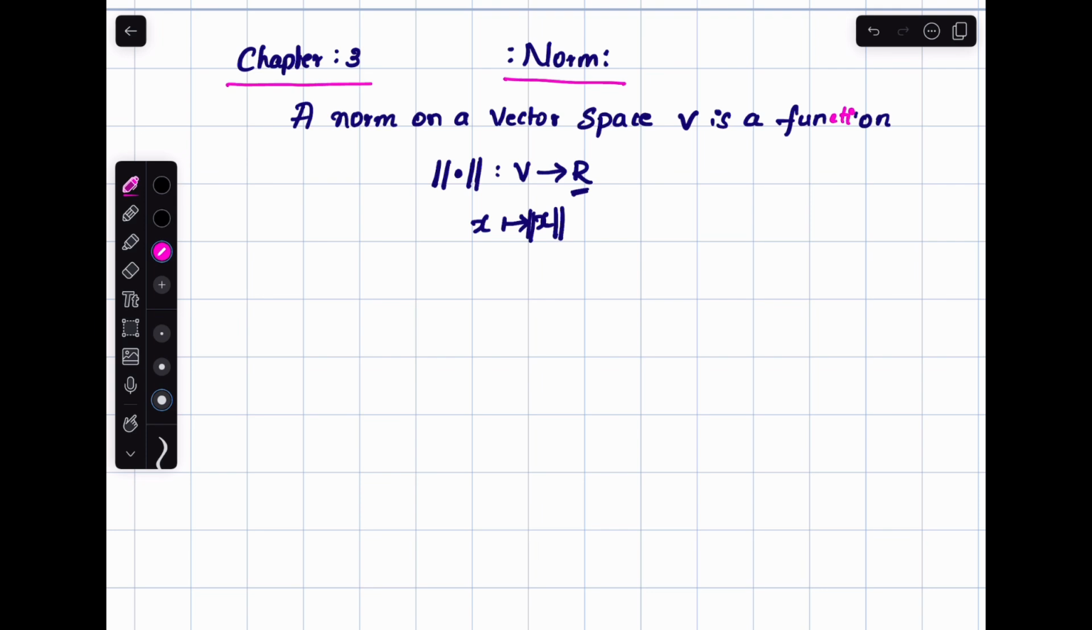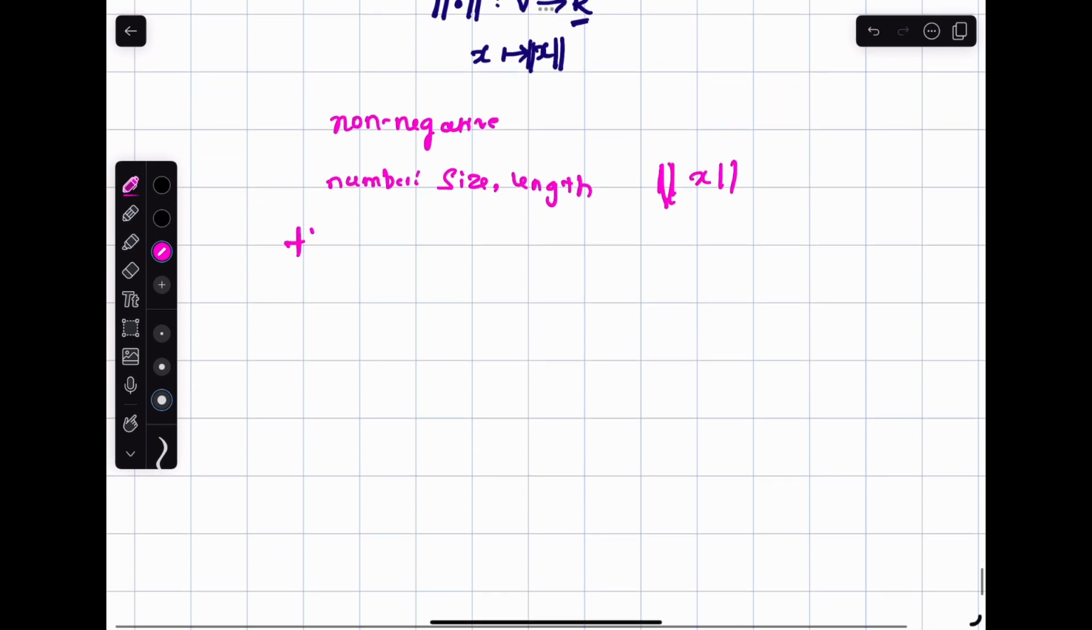I know it is kind of difficult to understand, so we'll see what a norm is. A norm is a function that assigns a non-negative number to each vector in the vector space. This number can be the size, the length of the vector. Please remember this, and we always represent the norm with double straight lines with the vector x in between.